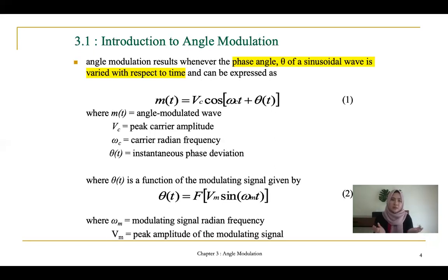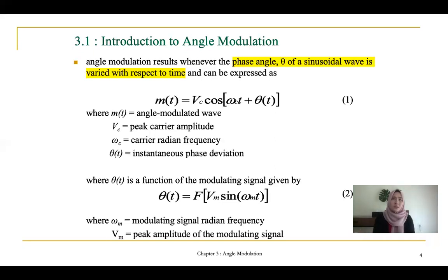So basically, angle modulation and amplitude modulation are quite similar. You have two inputs, one output. The two inputs are the carrier frequency and the modulating frequency. If you remember, the carrier frequency is a high frequency signal.